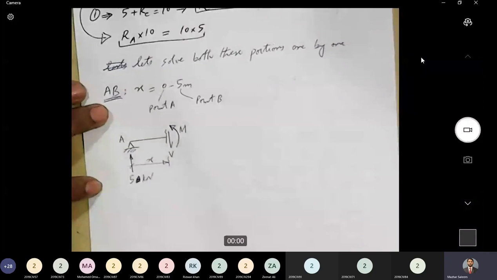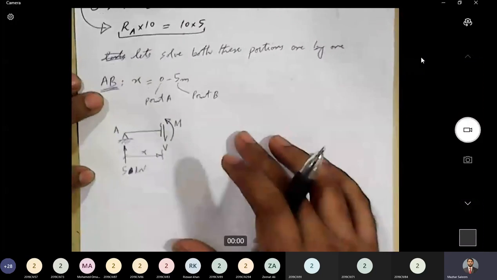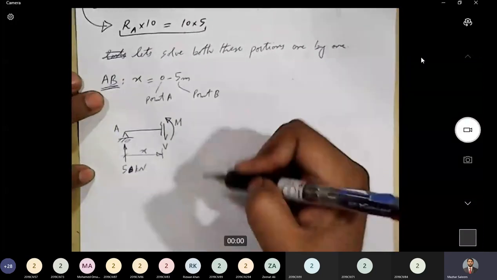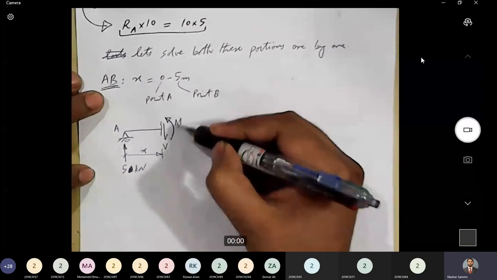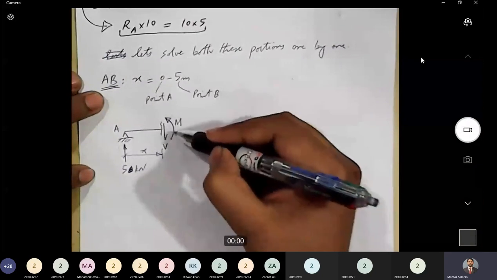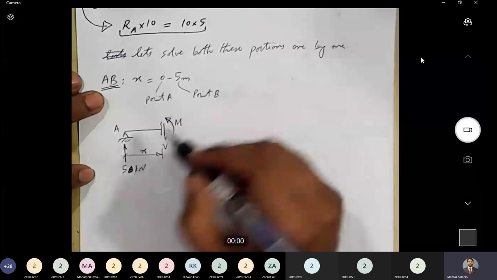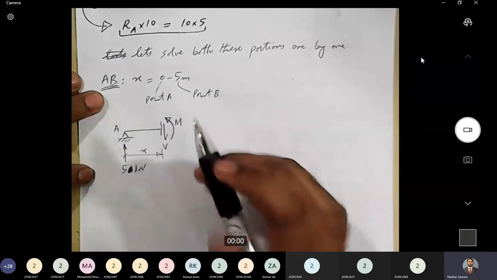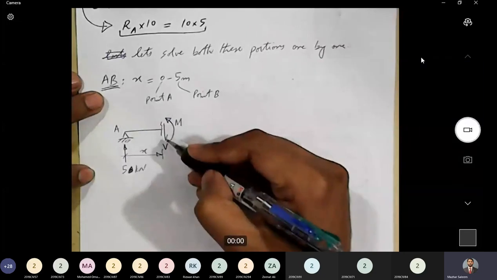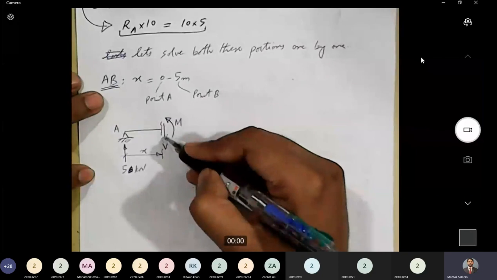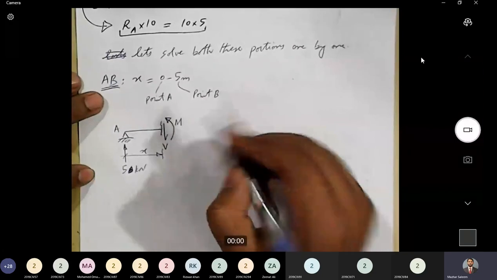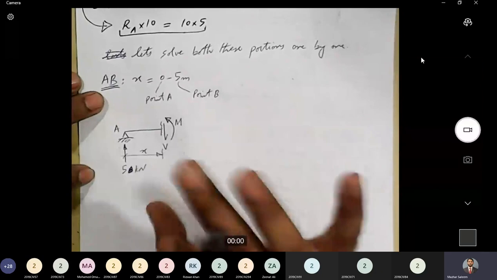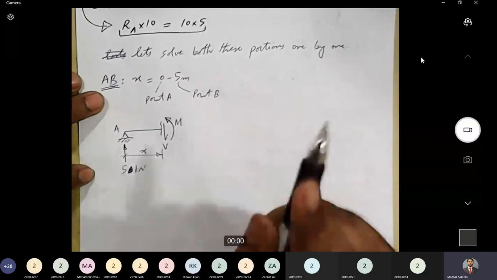This is X. So now whenever we cut a section, we will have to mark these shear force and moments. We can mark these in any direction we want. We can mark this V in upward direction, and we can mark M in clockwise or counterclockwise direction. But I want you guys to stick to one convention.